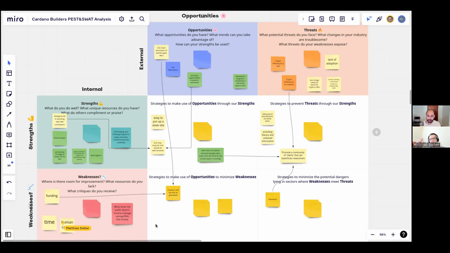So I think, I'm reaching a little bit to fill something into this quadrant, but if we look at strategies to make use of opportunities to minimize weaknesses, the strategy is essentially sell the opportunity to investors, right? And then get funding and obviously use that fund, right? Yeah. And since this is not really obvious still, I guess there's a couple of things in between. I'm just gonna, sure. Errors.